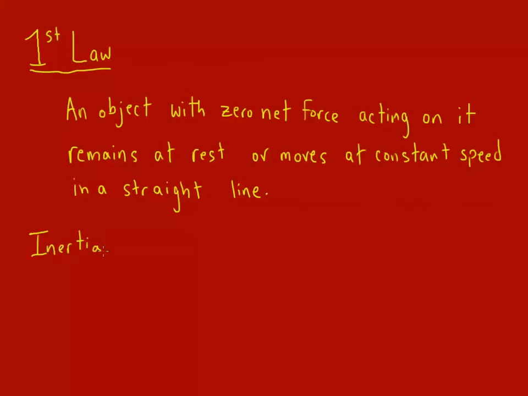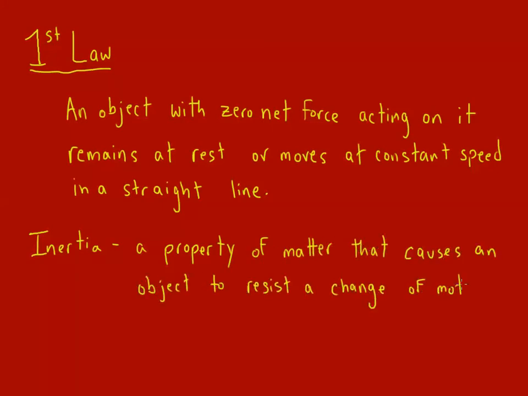We say that this happens because the dummy has inertia. Inertia is a property of matter that causes an object to resist a change of motion. Newton's first law is often referred to as the law of inertia.